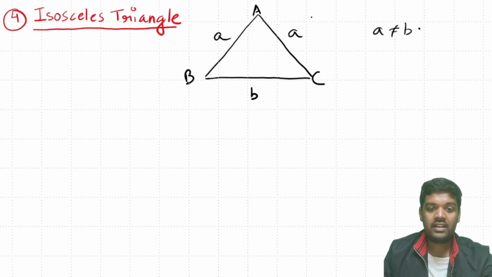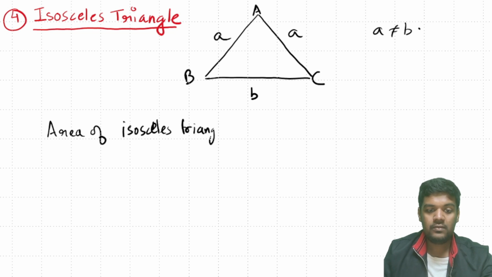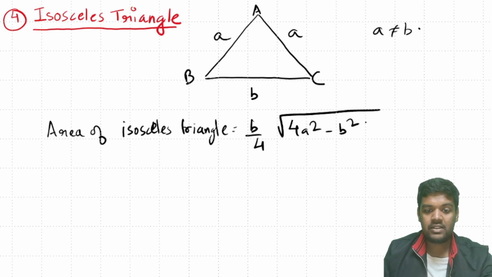In an isosceles triangle, what property do you need to remember? One is the area of an isosceles triangle, which equals b by 4 into root under 4a square minus b square, right? This is a very simple formula. Sometimes a question can ask for the area of an isosceles triangle, so you should be aware of this formula.